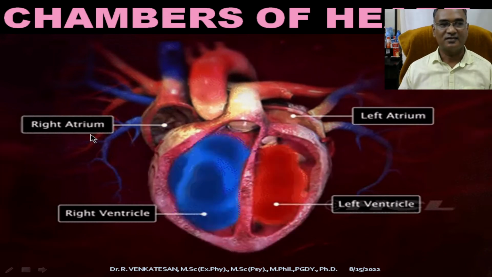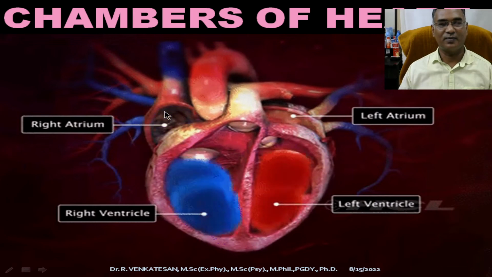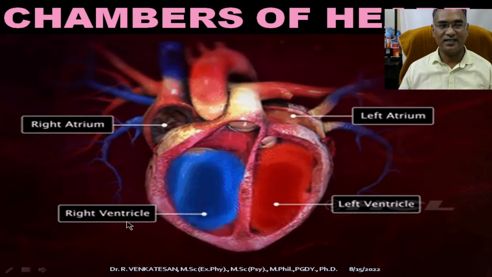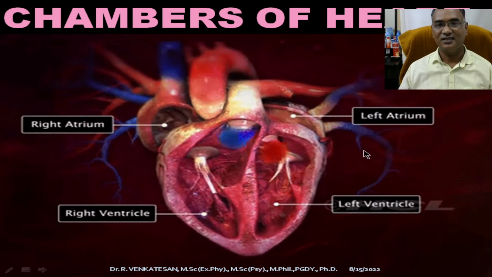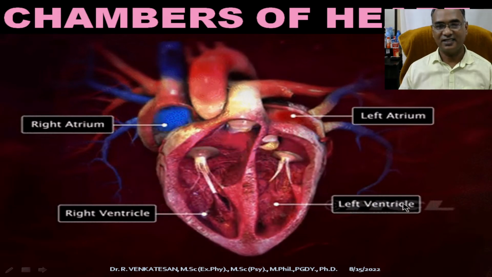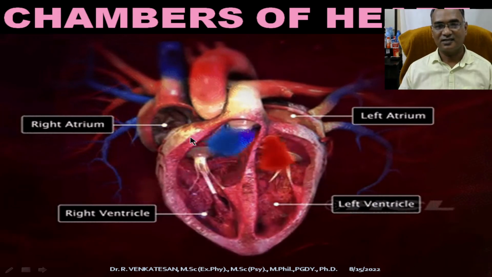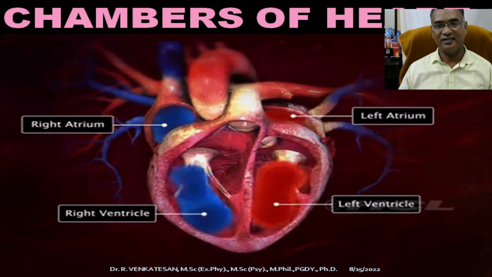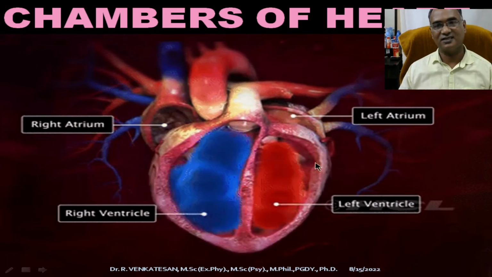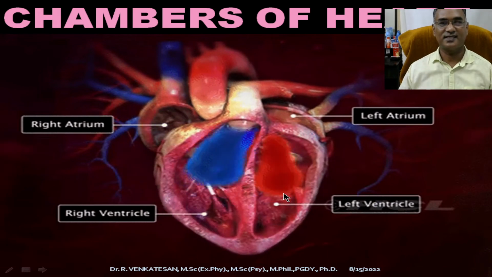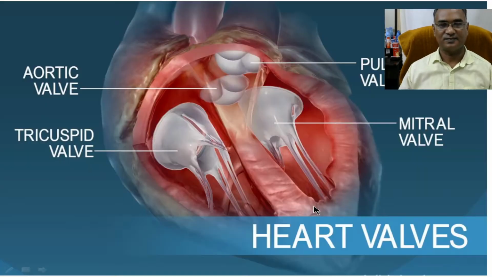video. There is a right atrium in the upper part, the base of the heart, and on the same side there is a right ventricle, and on the opposite side there is a left atrium and left ventricle. These four chambers are responsible for receiving the deoxygenated blood, getting it purified, and sending the blood to the working muscles through the aorta. So this is about the chambers of the heart.